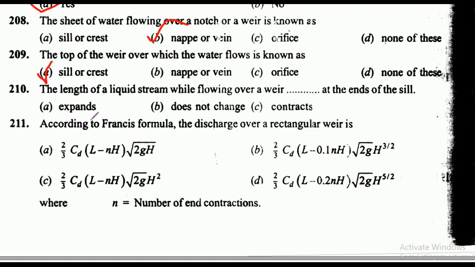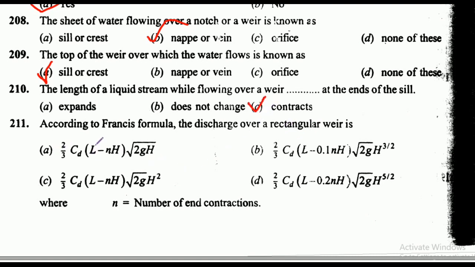Next is, the length of a liquid stream while flowing over a weir dash at the ends of the seal. Your options are expands, does not change, contracts. So here friends, the correct answer is option C, that is contracts.